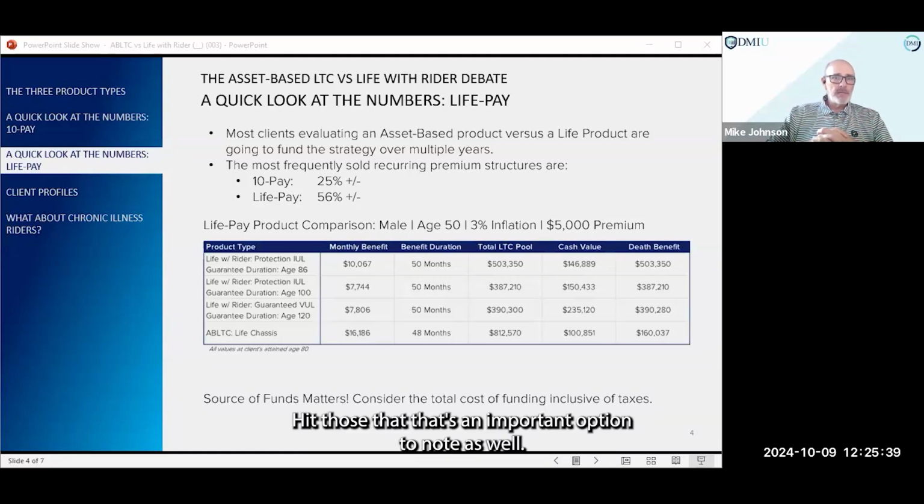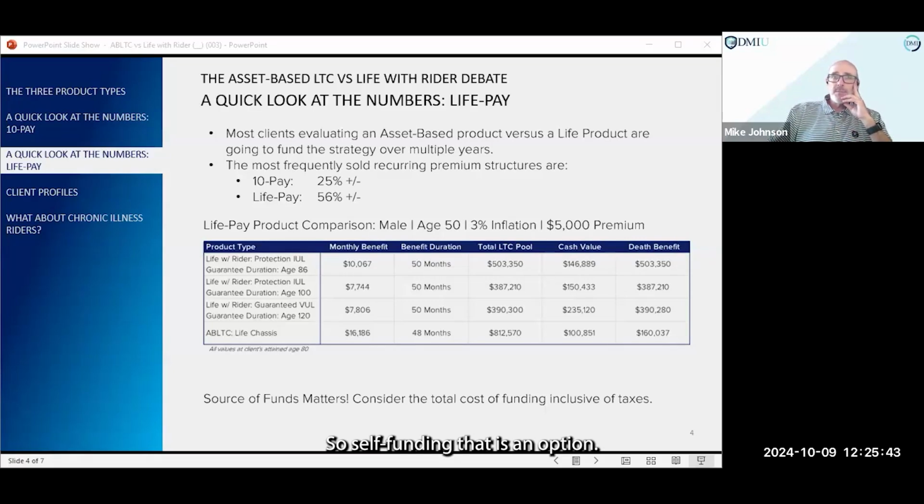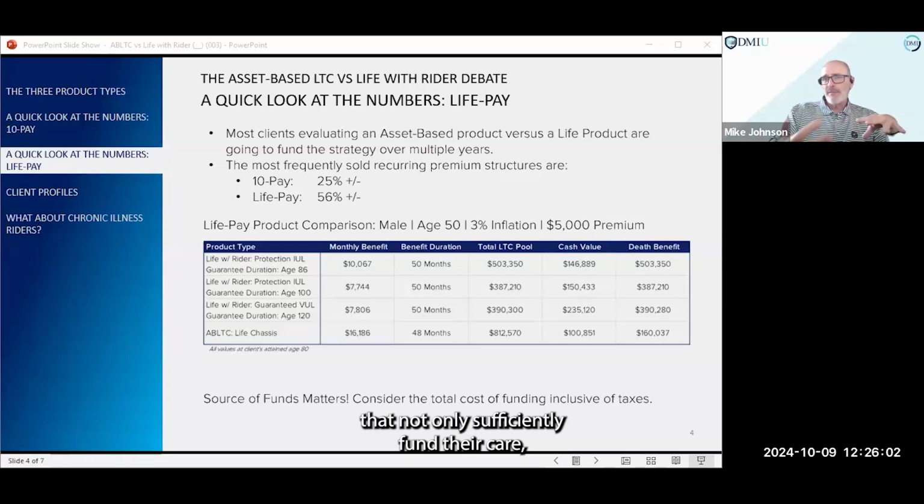Self-funding is an important option to note as well. Self-funding is an option, but it might not be the most efficient option, especially from a taxation perspective. If we're depleting assets from a portfolio to self-fund care, that likely impacts the client's cash flow in retirement. So the bottom line is we can explore many different options that not only sufficiently fund their care, but also do it in a tax-efficient manner.